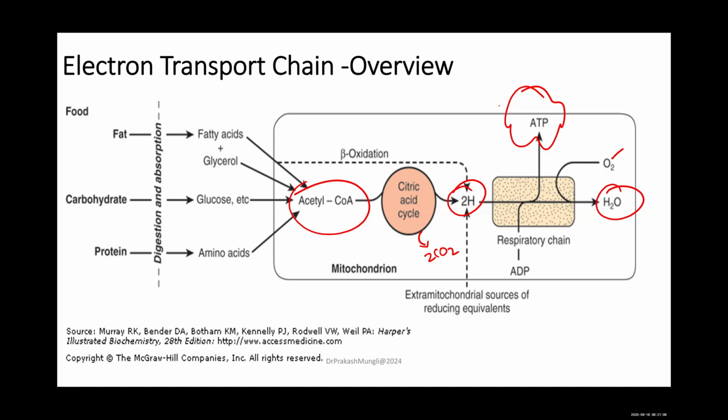When your ATP production increases, what will happen to your respiratory rate? It will also increase because there is a need for oxygen. If you want to produce more ATPs, you need to supply more oxygen. That means your respiratory rate has to increase. And that's what happens when we exercise or when you are in a stressful situation.